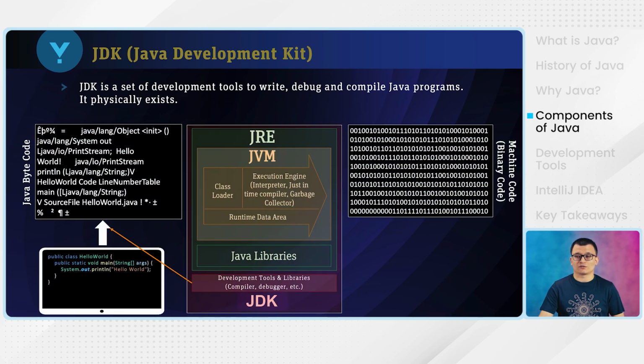So the JRE and JVM are all included within this tool that can help you to write your code and then get the Java bytecode, and translate the Java bytecode to the binary code to run the program at the end. All are included in this JDK, the Java Development Kit. It's basically a collection of tools.